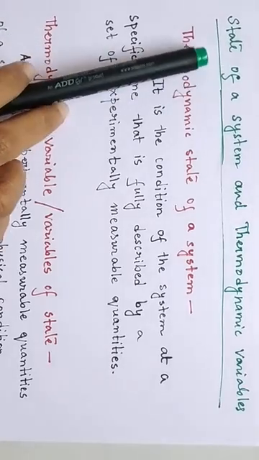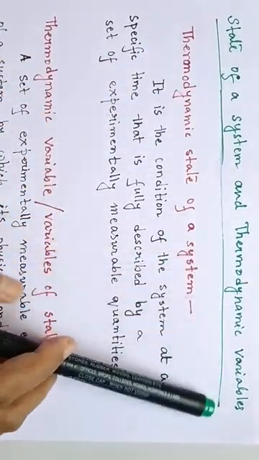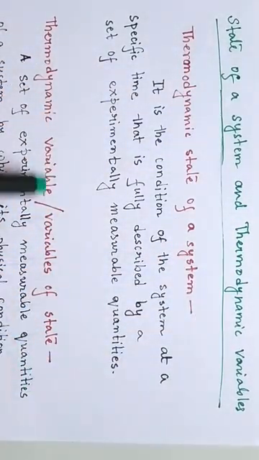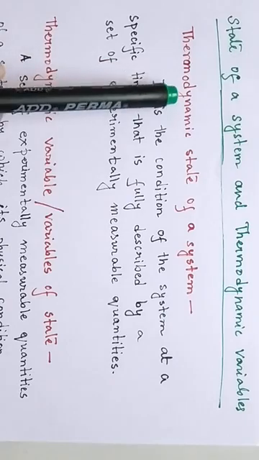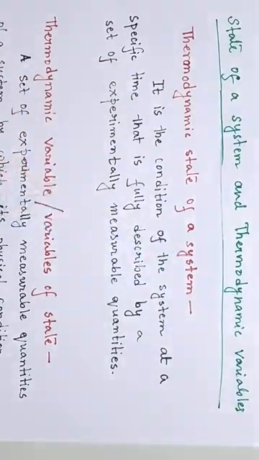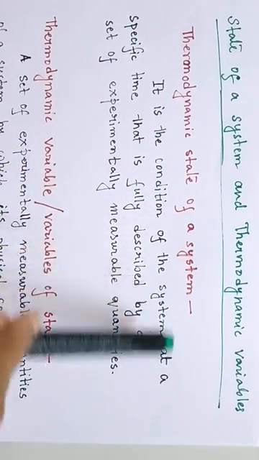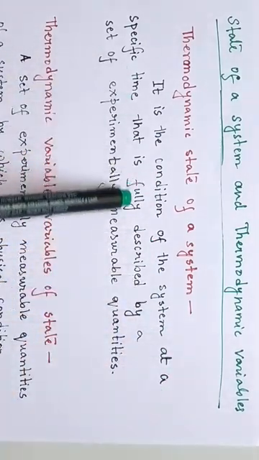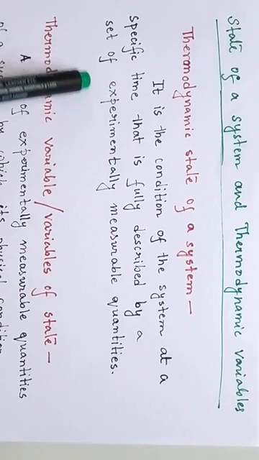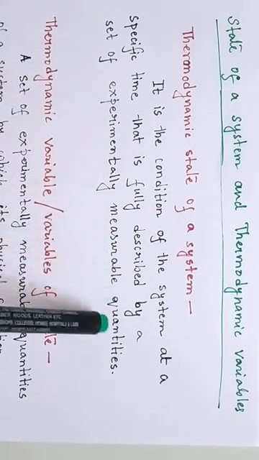So next is state of a system and thermodynamic variables. The state of a system is a very common term in thermodynamics. So what is the thermodynamic state of a system? The state of a system is the condition of a system at a specific time that is fully described by a set of experimentally measurable quantities.